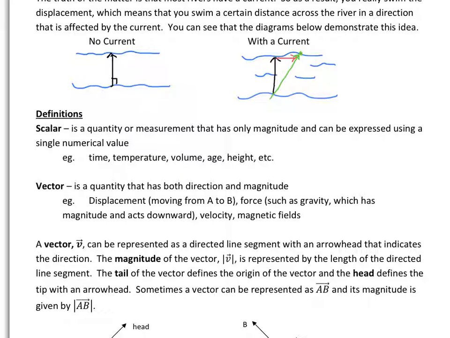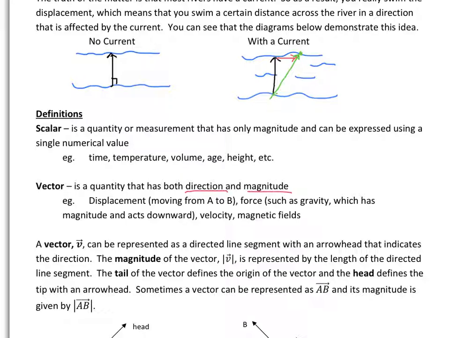So in the example we were giving at the beginning, your displacement vector, the green one I've indicated above, has direction and it also has magnitude. So the distance you're swimming would be the magnitude, and the direction you're swimming, which is affected by the current, would also be part of that vector. So a vector has both direction and magnitude.